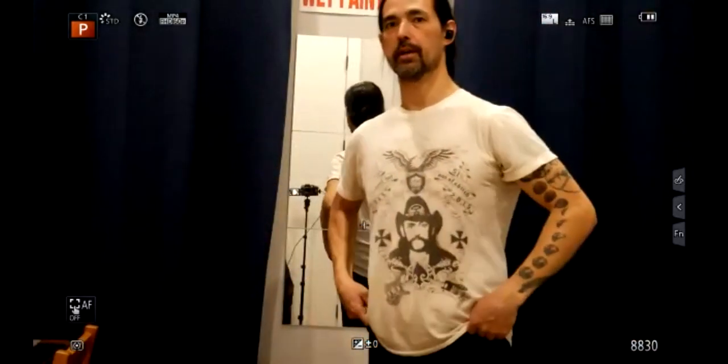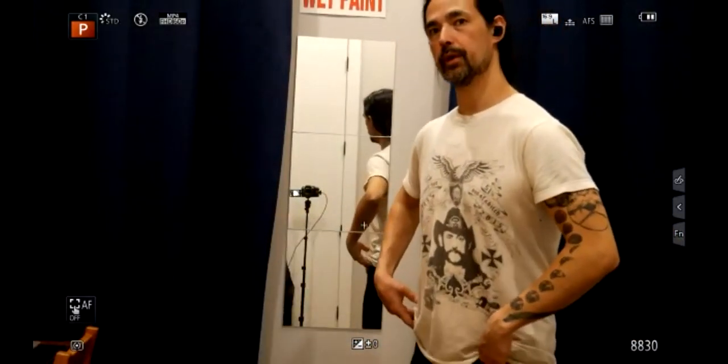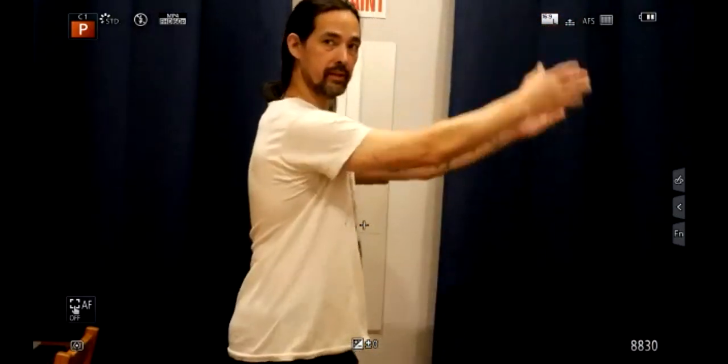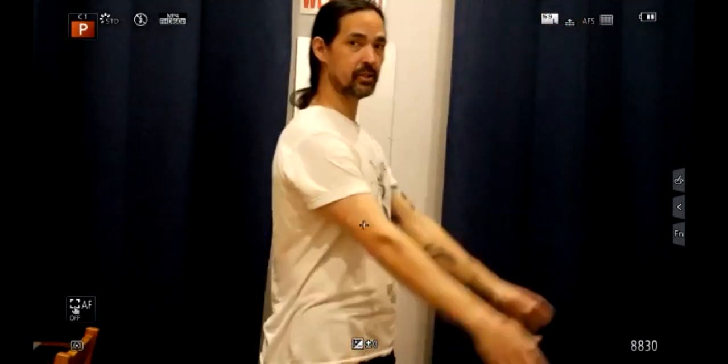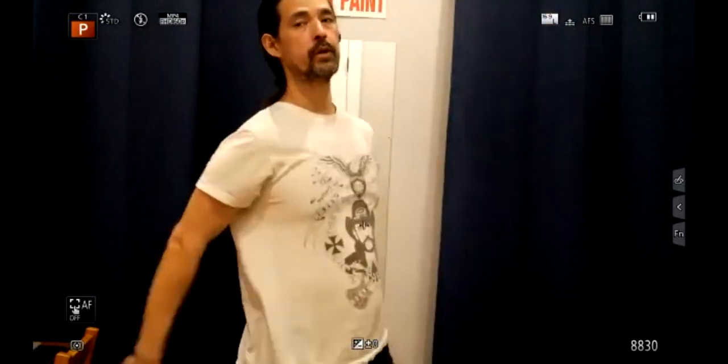So flexion, hip joint first, sorry. So flexion of the hip joint, extension of the hip joint, right? That's all happening within the sagittal plane. Flexion of the shoulder, extension of the shoulder. That's all sagittal plane, right?